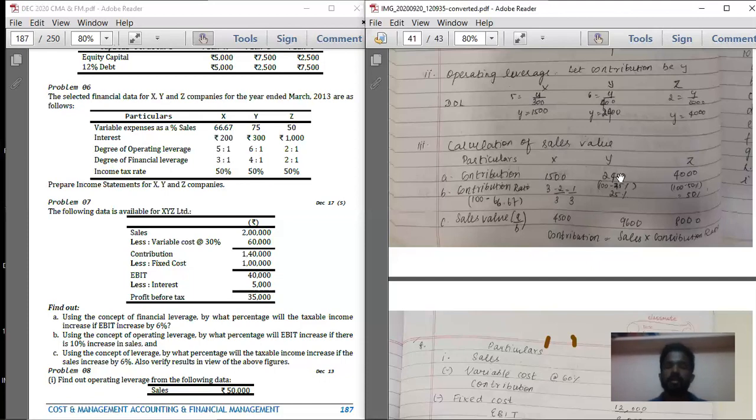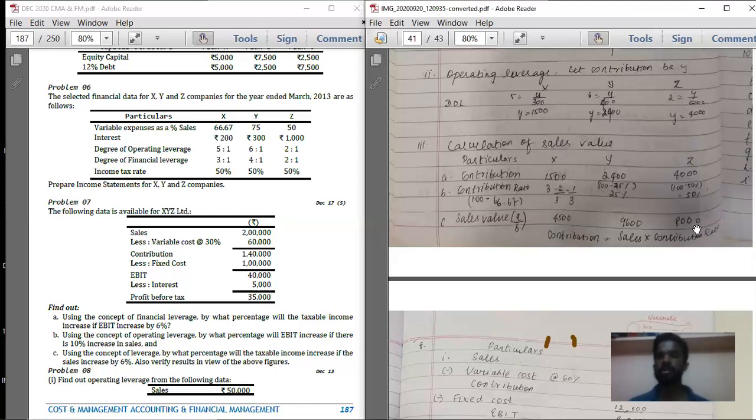And for Y, company Y, third column, 2400 divided by 25%. In respect of sales value, put 9600. And last column Z, that is 4000 divided by 50%. In respect of sales value, put 8000. 4000 divided by 50%, that is 8000.